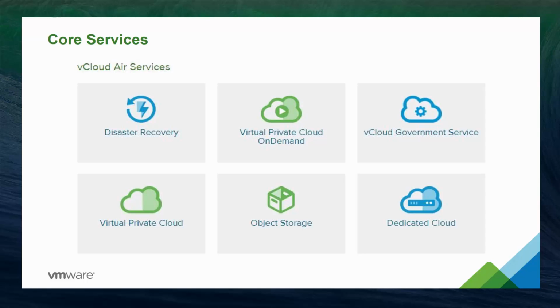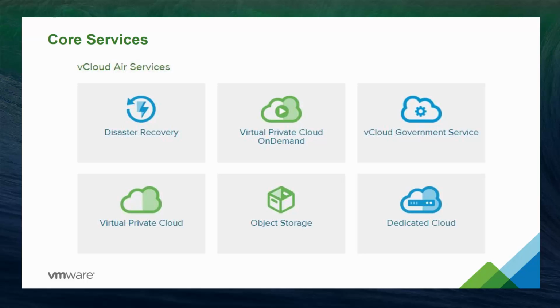As you see, vCloud Air still has three core services that are essentially the same, which are the Virtual Private Cloud or VPC, the Dedicated Cloud, and Disaster Recovery as a Service. Then you also have the vCloud Government Services, which are data centers that meet specific government standards and compliance and regulation type of standards that the government requires in order to run in the cloud. And you also see that we have object-based storage, which we will discuss later in this slide.